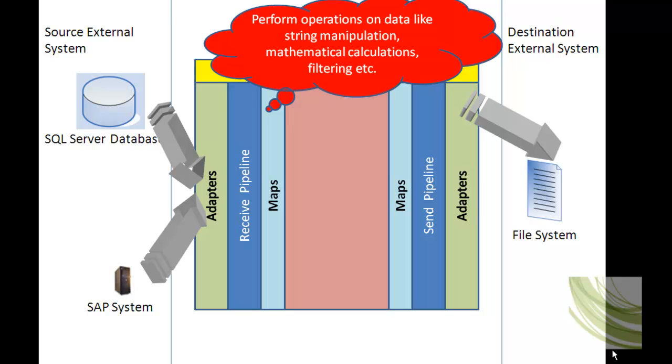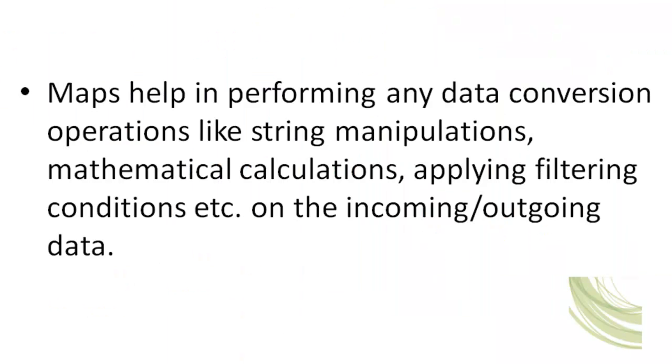For example, if I want to know the age of an employee based on his date of birth, if I want to concatenate the first name and the last name of an employee, or if I want to filter some records based on some particular condition, such kinds of operations which you want to do on the data, you can definitely do inside a map. So how would you use a map? Maps help in performing any data conversion operations like string manipulation, mathematical calculation, applying filter conditions, etc. on the incoming or the outgoing data.